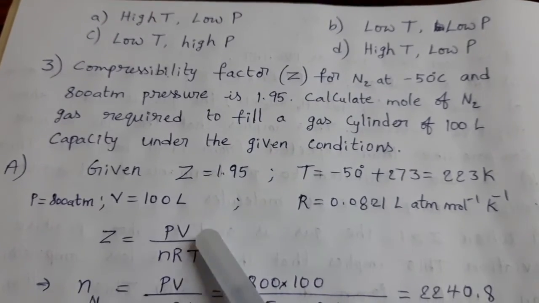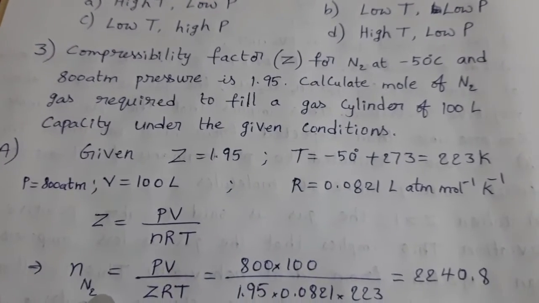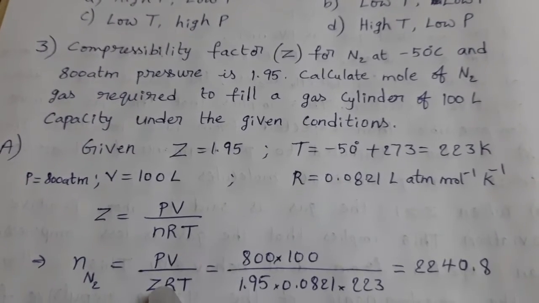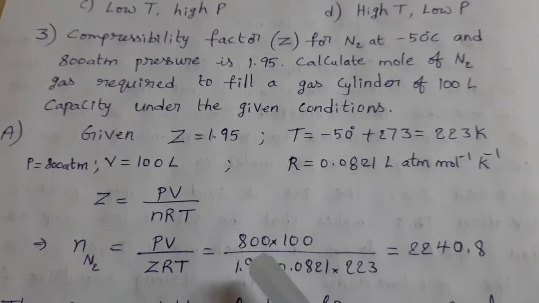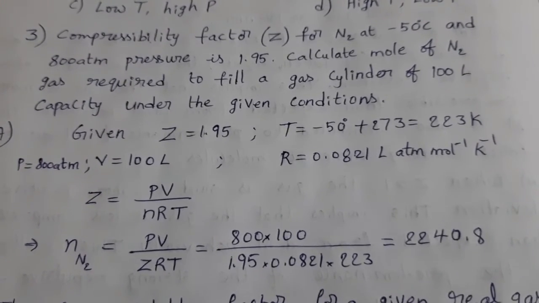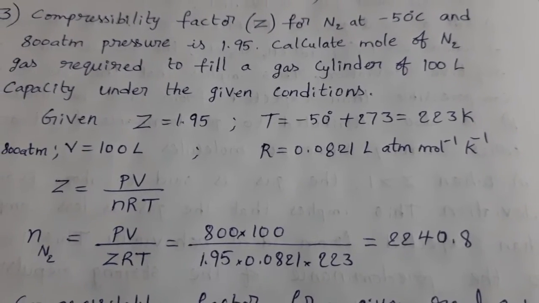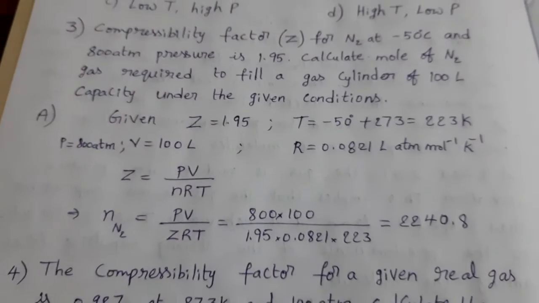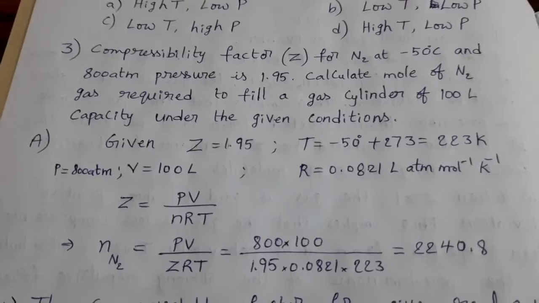Then Z equal to PV by nRT. We want number of moles. So n equal to PV by ZRT. Substitute pressure, volume, Z, R and T. Then we can get number of moles. That is 2240.8 moles of nitrogen present under these conditions.